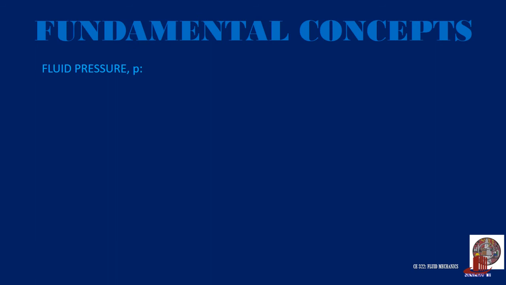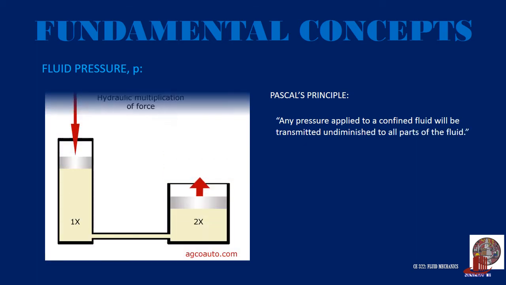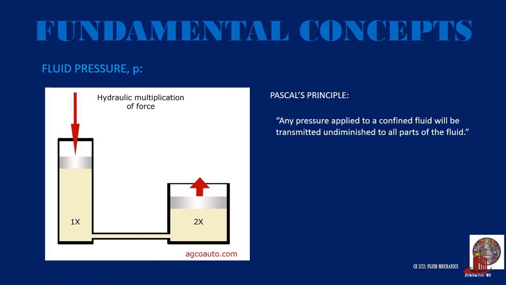Another thing to consider with fluid pressure is Pascal's principle, stating that any pressure applied to a confined fluid will be transmitted undiminished to all parts of the fluid. So, in a confined system, regardless of size and shape, the pressure will be the same all throughout every part. So pressure 1 is equal to pressure 2, or that is F over A of 1 is the same as F all over A of 2.